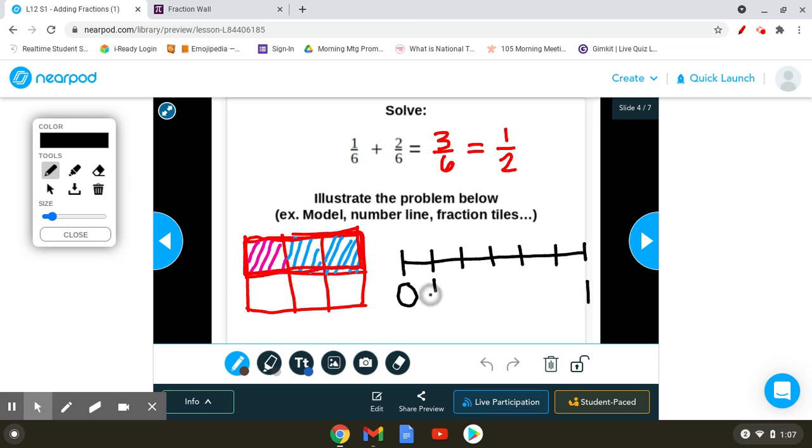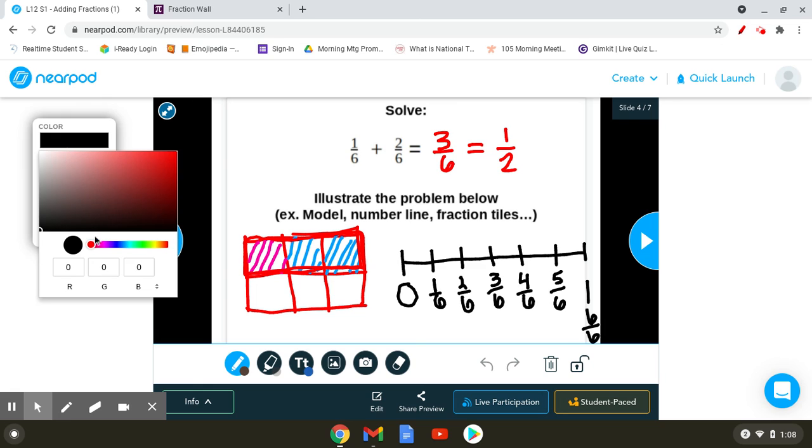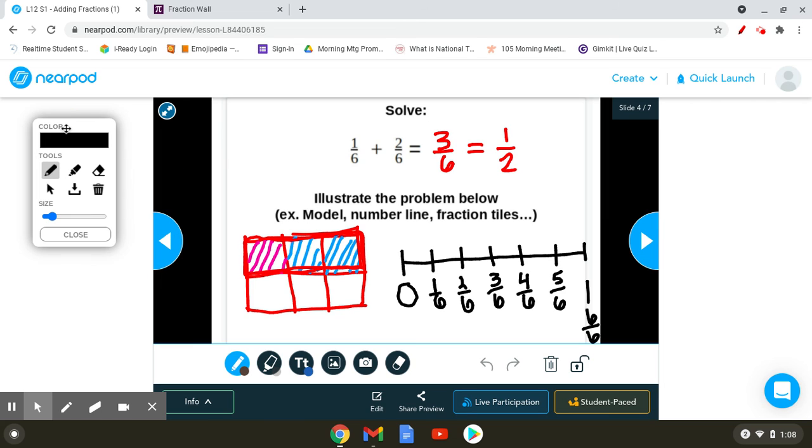So here would be 1/6, 2/6, 3/6, 4/6, and 5/6. One whole is the same as 6/6. So now I can jump on my number line to show my thinking. You can see I'm going to start with 1/6. So I went from here to here. And then I have to go 2/6 more. So 1/6, 1/6, and I end up right at 3/6. So again, another way to model this problem.